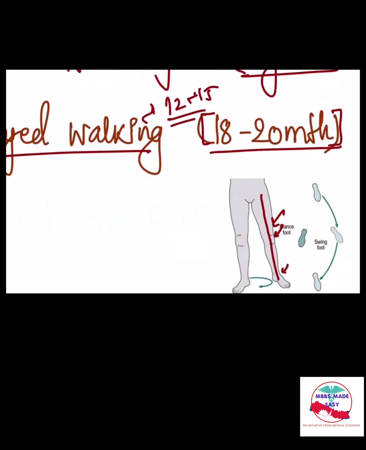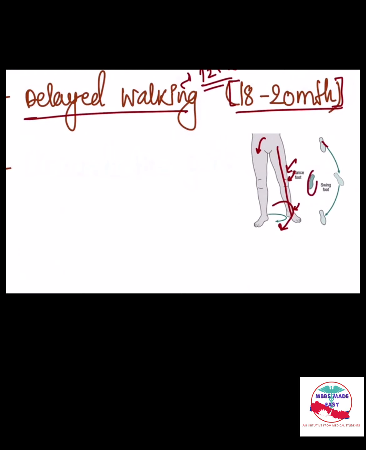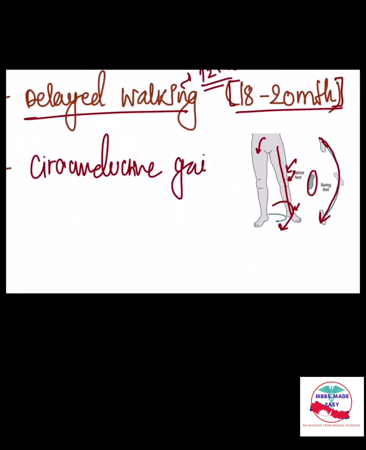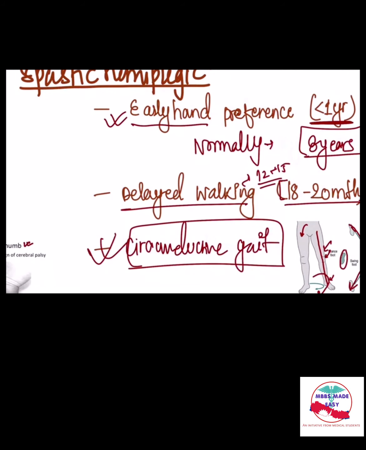That is why it remains a single unbendable leg, and hence when he walks he has to shift all his weight onto the other, healthy leg, and move this leg in a circumduction fashion. It is shown in this figure that the normal leg is advanced normally, whereas the other leg, which has undergone spastic hemiplegia, is swung across, and this is known as circumductive gait. Circumductive gait is important in spastic hemiplegic cerebral palsy. So once again, circumductive gait and early hand preference indicate spastic hemiplegic cerebral palsy.